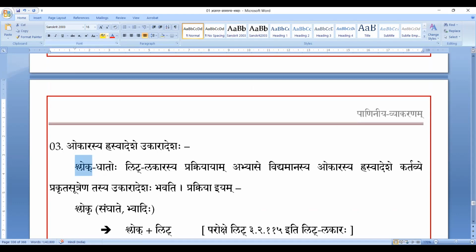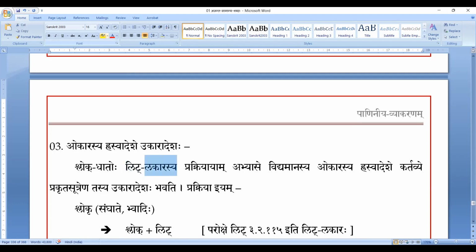Here the example is not Napumsaka, it's again taken from the website only: Lit Lakara. There's a Dhatu, Shlok Dhatu. Lit is used in the sense of Paroksha, right? You have not seen it, but you can note it. Paroksha lit. You have seen it in the other class. Paroksha lit is used in the sense of remote past.